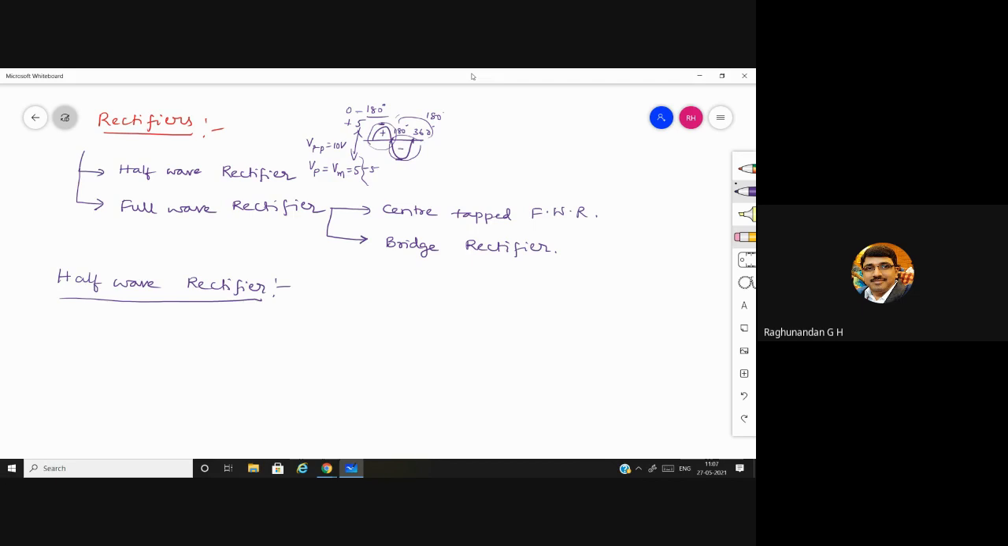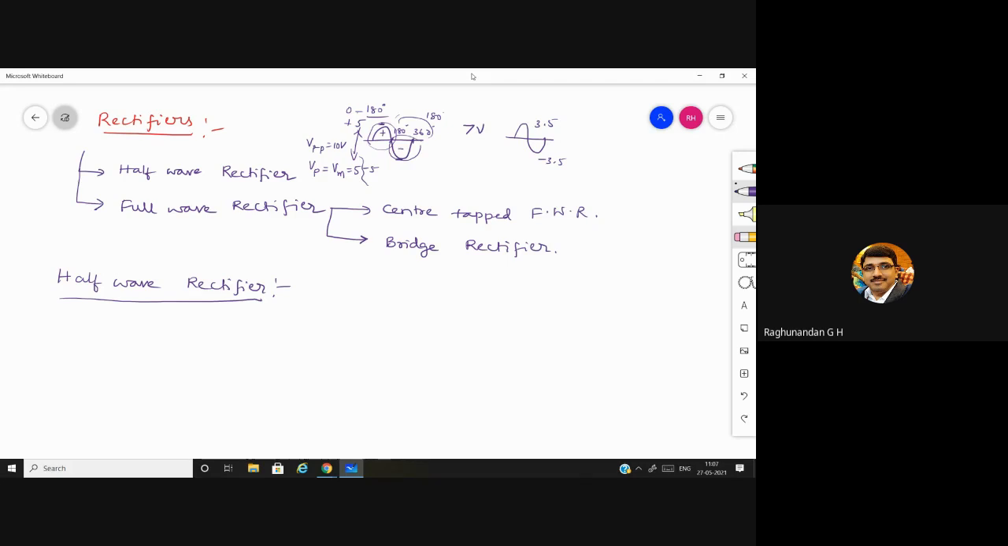Any signal you give will be equally distributed between the positive and negative half cycles. Suppose you give 7 volt. Then the signal will be like this: the positive half cycle will be 3.5 and the negative half cycle will be minus 3.5. So any signal or any voltage you give in AC will be shared in two equal halves.